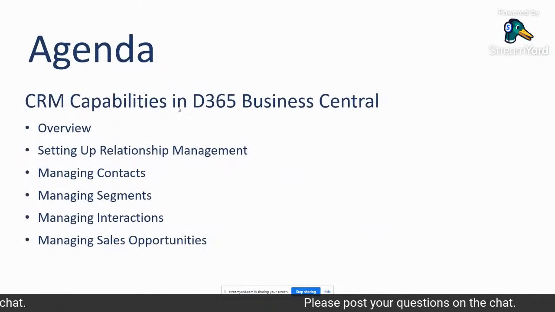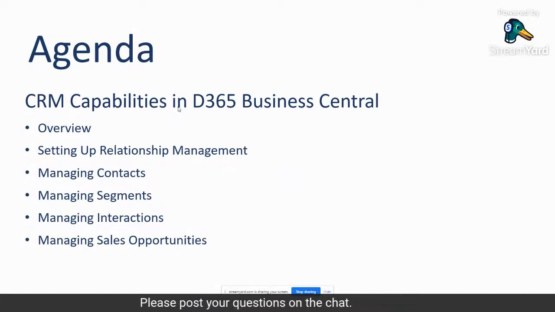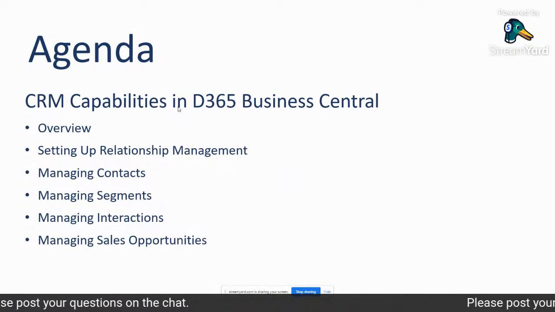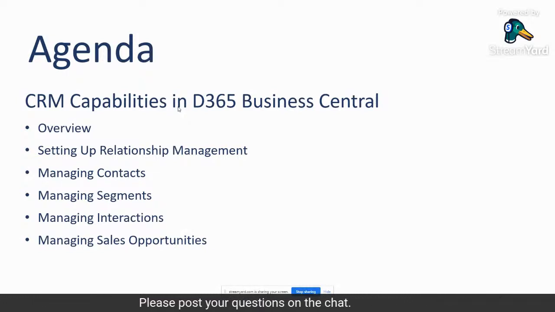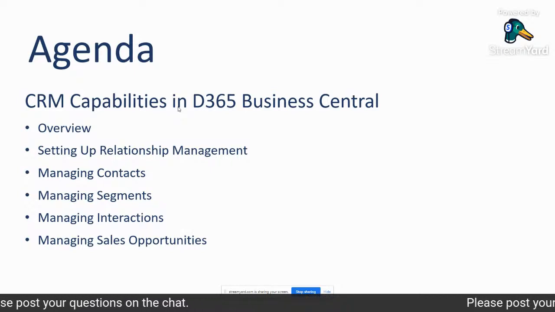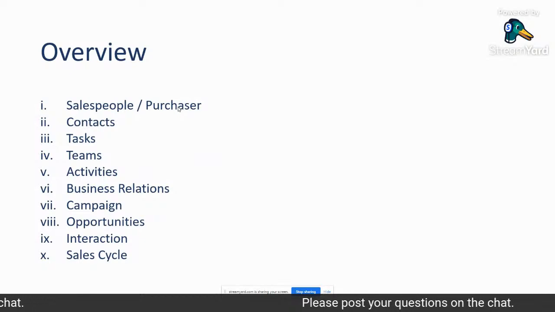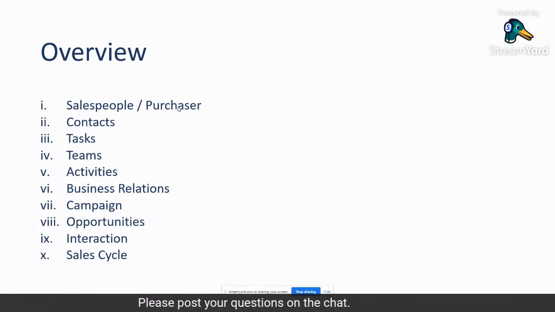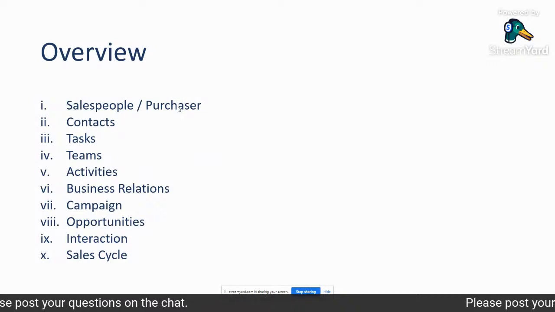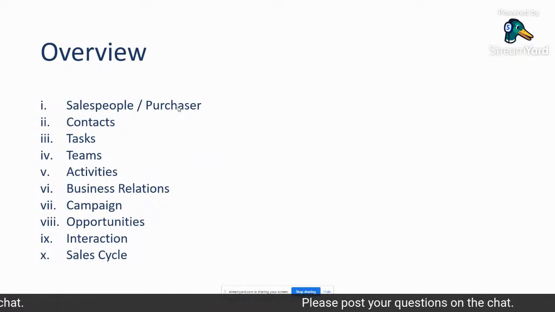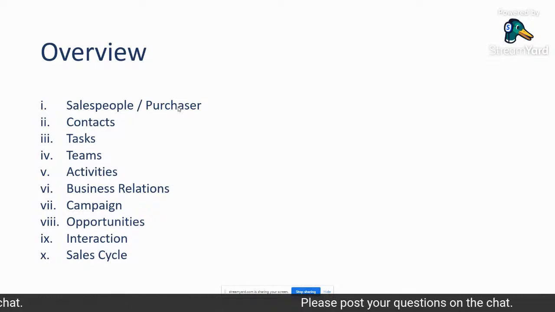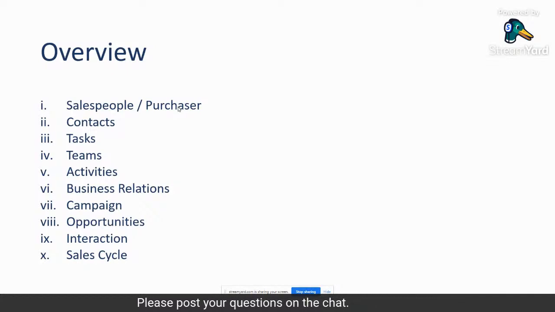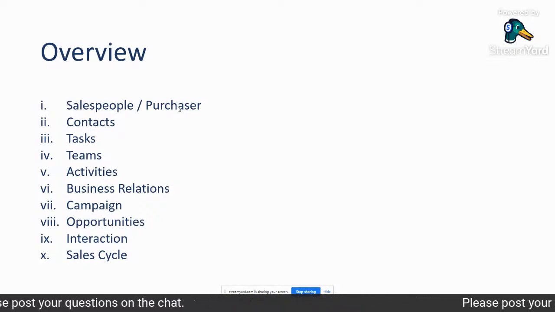Okay, so today's agenda is to understand CRM capabilities and what all parts are present in CRM capabilities. We will have a small overview. We'll set up the relationship management module. We'll manage contacts, segments, interactions, and sales opportunities. Under the overview, I'll be talking about the list of entities that are present and how they are connected, how we can process from one UI page to another page, and how the overall process goes. We'll be discussing salesperson, purchasers, contacts, tasks, teams, activities, business relations, campaigns, opportunities, interactions, and sales cycle.